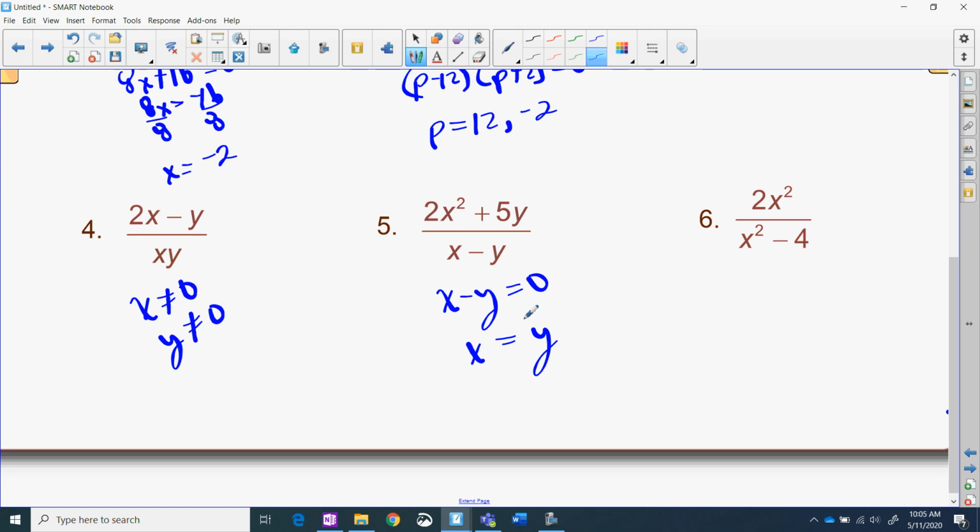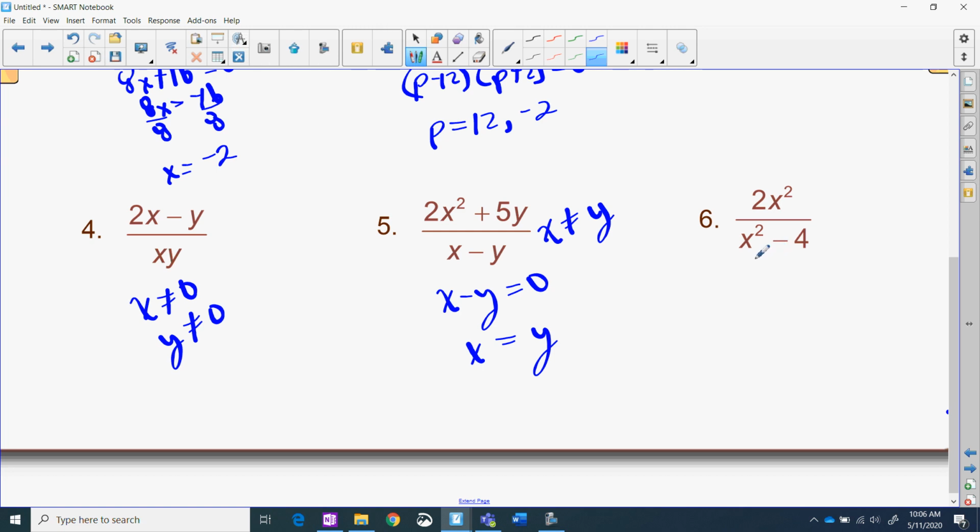So the way I would state my non-permissibles here is I say x is not allowed to be the same number as y. That's the only criteria that I have. X and y can be any other number. They just can't both be the same number. Otherwise, the bottom of our fraction becomes 0.